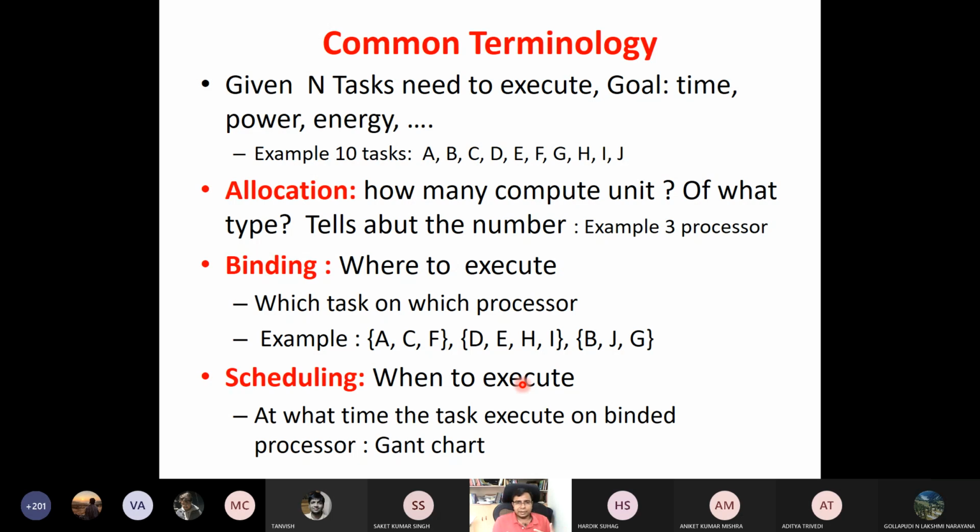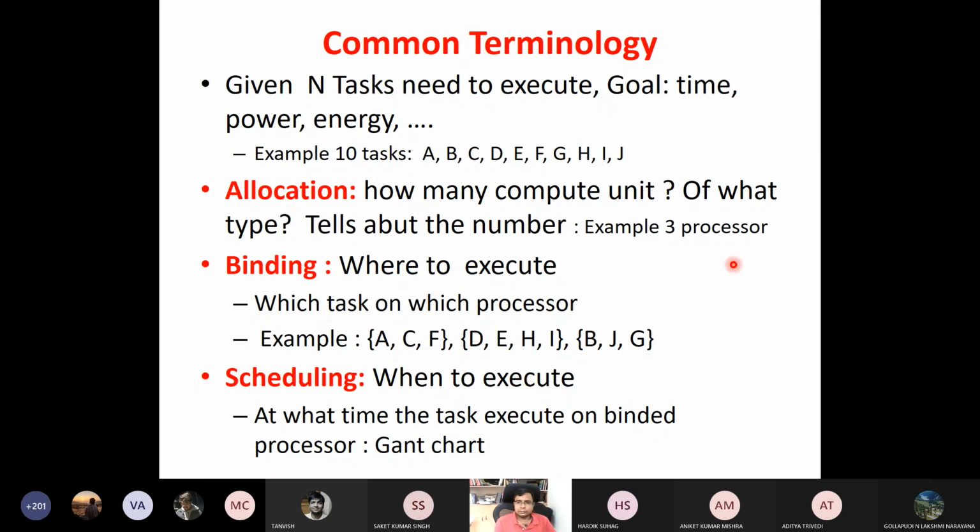So in the dynamic case, allocation and scheduling, they use these terms interchangeably. So many times we see scheduling tasks onto processors or allocating tasks onto processors, they interchange this term. But if you look at it from the top, then it actually has 3 clearly different distinctions. Allocation tells about the number, binding tells about the place, and scheduling tells about at what time it executes.